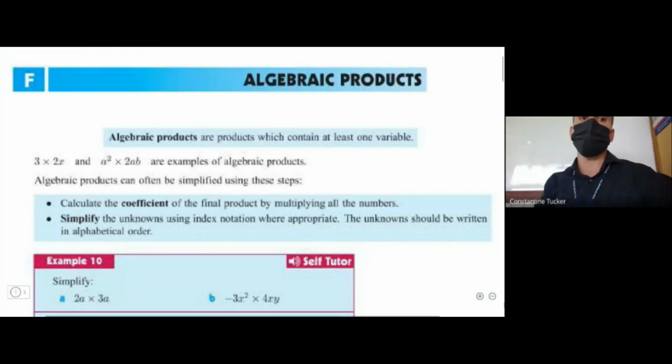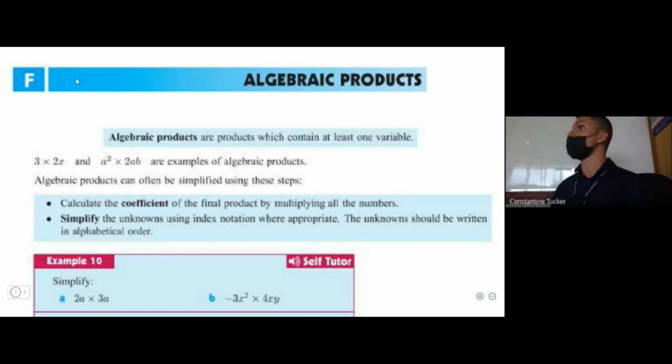Okay, here we're doing a quick recording on paragraph 4F. 4F, eyes on the board, algebraic product. Firstly, what is a product?